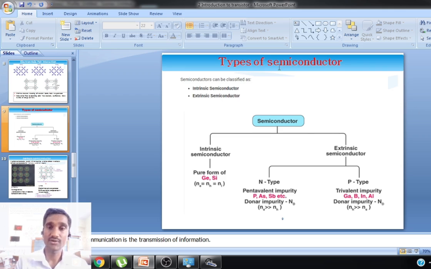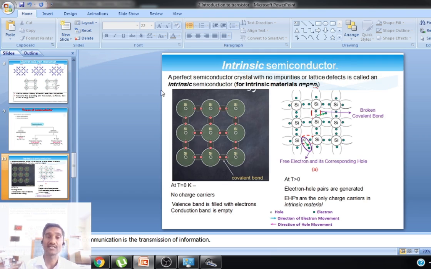Next one, types of semiconductors. The first is the intrinsic type of semiconductor and the second is the extrinsic type of semiconductor. Intrinsic semiconductors are nothing but the pure form of the semiconductor. This is a perfect semiconductor crystal with no impurities or lattice defects. It's called the intrinsic type of semiconductor.